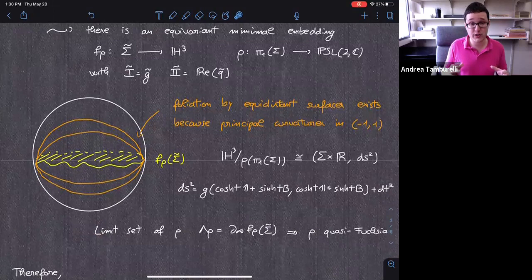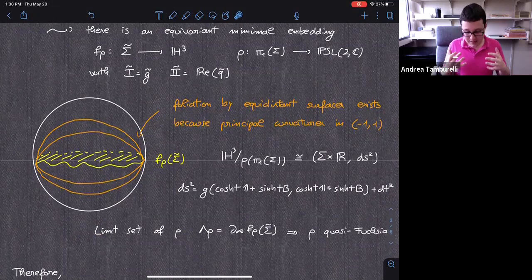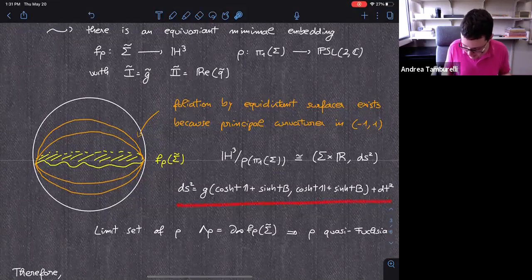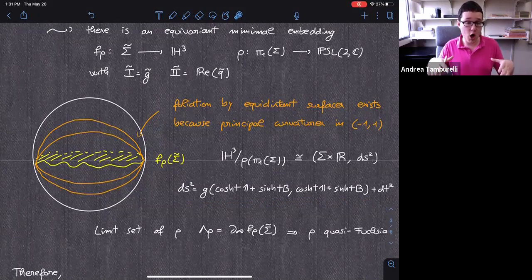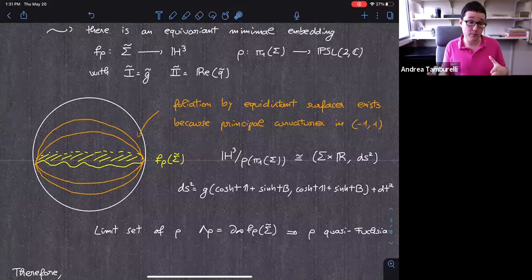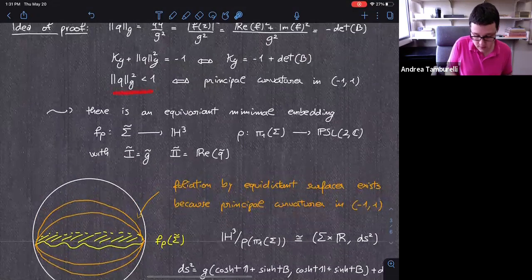Okay, but now the fact that the principal curvatures of the surface are between -1 and 1 tells us that we can foliate the whole H3 by surfaces equidistant to these minimal surfaces, exactly like we did for the Fuchsian case, where we had the totally geodesic plane and we considered surfaces equidistant from this totally geodesic plane. And so in this case, we can actually write explicitly the hyperbolic metric in the quotient, which is given by this expression. And so we see that the manifold is diffeomorphic to sigma cross R. The metric can be written explicitly. And also we see that the limit set of the representation coincides with the boundary at infinity of this minimal surface, and so in particular is a Jordan curve. And so the manifold is quasi-Fuchsian. It's actually almost Fuchsian because by construction, the principal curvatures are less than 1, exactly because we had this condition.